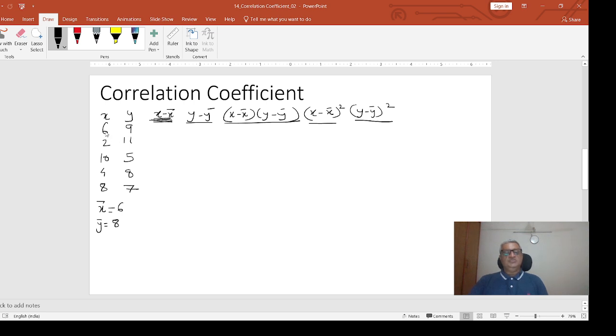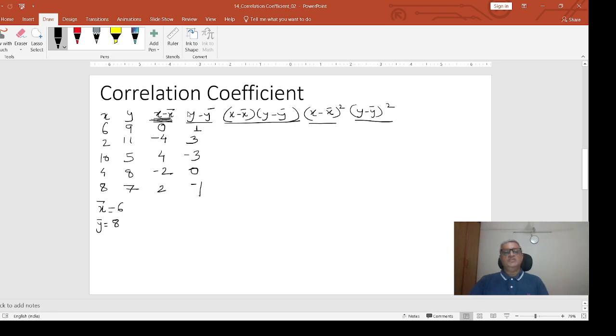So x minus x bar: 6 minus 6 is 0, 2 minus 6 is minus 4, 10 minus 6 is 4, 4 minus 6 is minus 2, and 8 minus 6 is 2. Similarly, y minus y bar, where y bar is 8: 9 minus 8 is 1, 11 minus 8 is 3, 5 minus 8 is minus 3, 8 minus 8 is 0, and 7 minus 8 is minus 1.